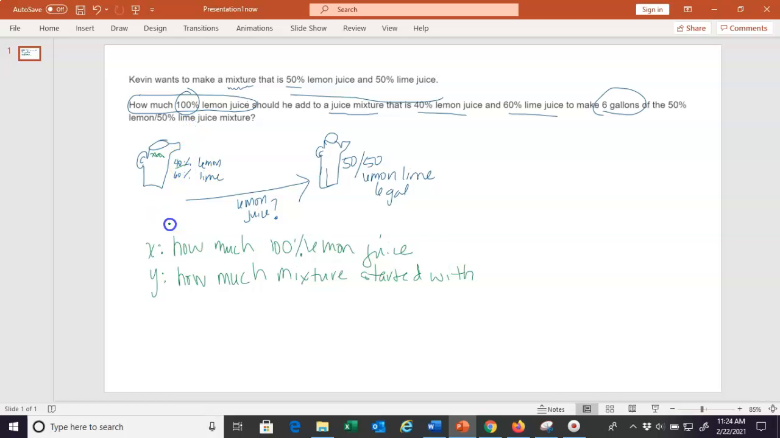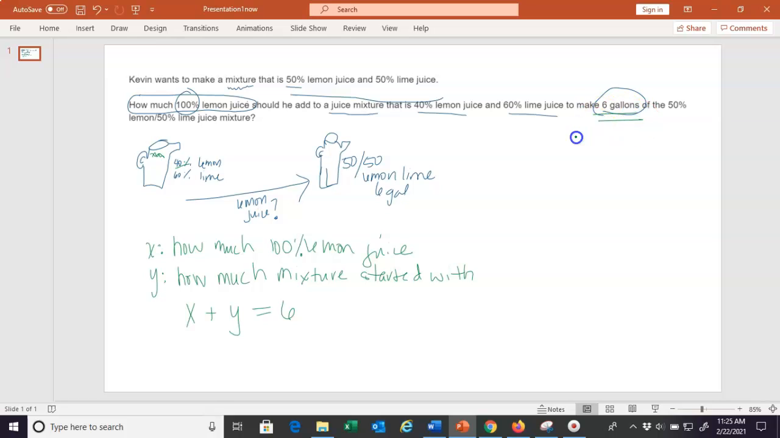All right, so our first equation is just going to be, when you think of the amounts, we have the percents, and then we also have the amounts. So we're going to have some amount of lemon juice added to some amount of the current mixture, and we want that to equal 6 gallons. So this is our gallons equation. How many gallons of lemon juice plus how many gallons of the current mixture is going to equal 6 gallons total, because that's what we want.